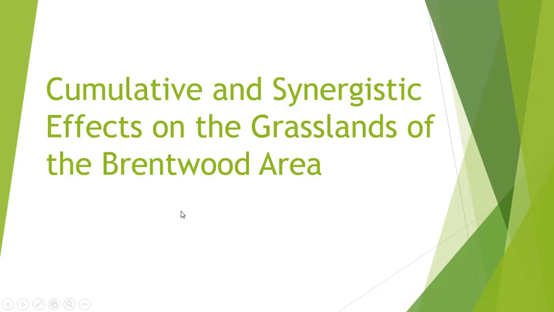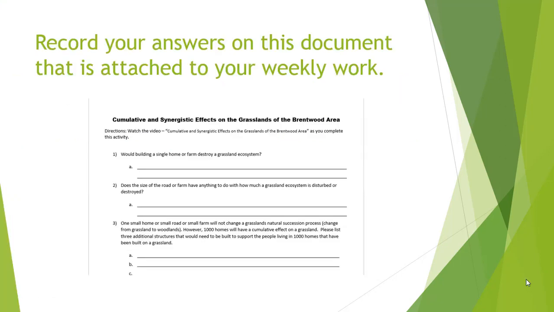Cumulative and synergistic effects on the grasslands of the Brentwood area. So if you remember, synergistic sort of means cumulative. It is the effects of more than one activity on an area at a time. Record your answers on this document that is attached to your weekly work. So you'll be recording your answers to each of the questions as we move through.